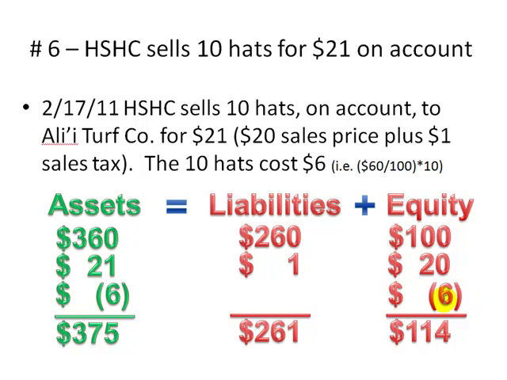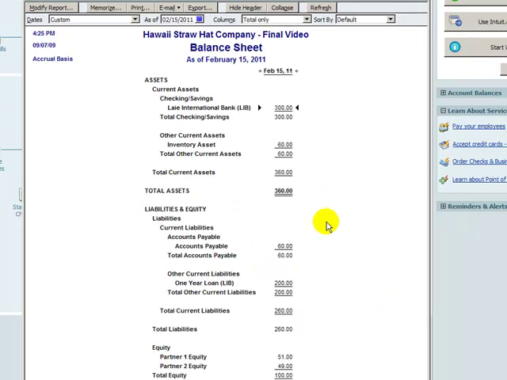Spencer and Dad's equity goes down $6 by giving up the inventory, but went up $20 by recording revenue. So when everything's said and done, we should be able to look at the income statement and see $14 of net income. And let's see if we can do that.